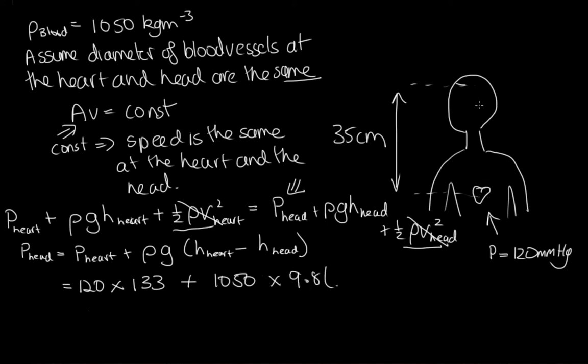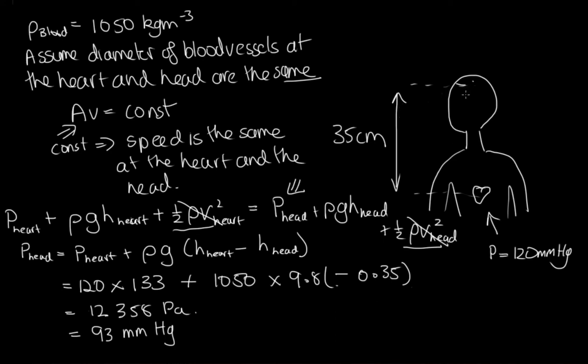Now the heart is 35 centimeters below the head. So the height of the heart minus the height of the head is minus 35 centimeters, so that's minus 0.35. Now we can enter this into the calculator, and what we end up with is 12,358 pascals. If we want to convert this into millimeters of mercury, we have to divide by 133, and if we do that, we end up with 93 millimeters of mercury.